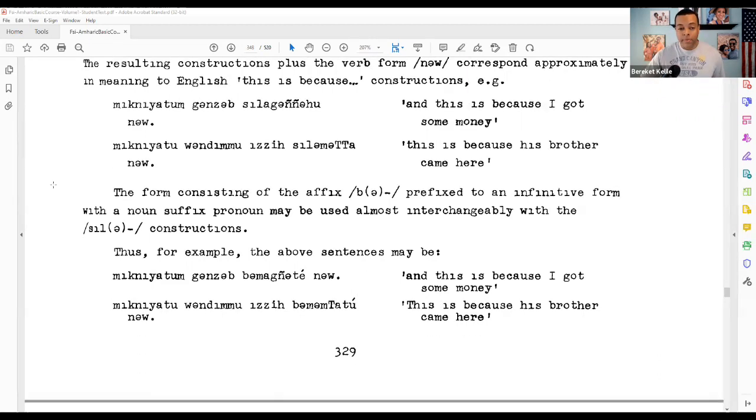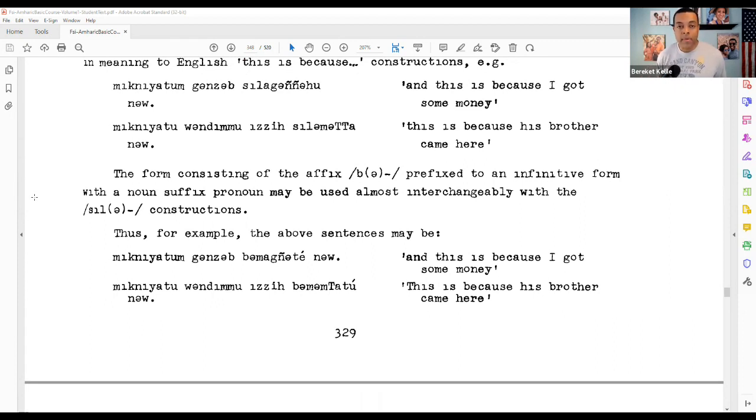There's also an alternative construction. Instead of using the sila or silami prefix with the verb form, the alternative construction has the prefix ba with the infinitive form and a noun suffix pronoun. And this is interchangeable with the previous construction we saw with sila.